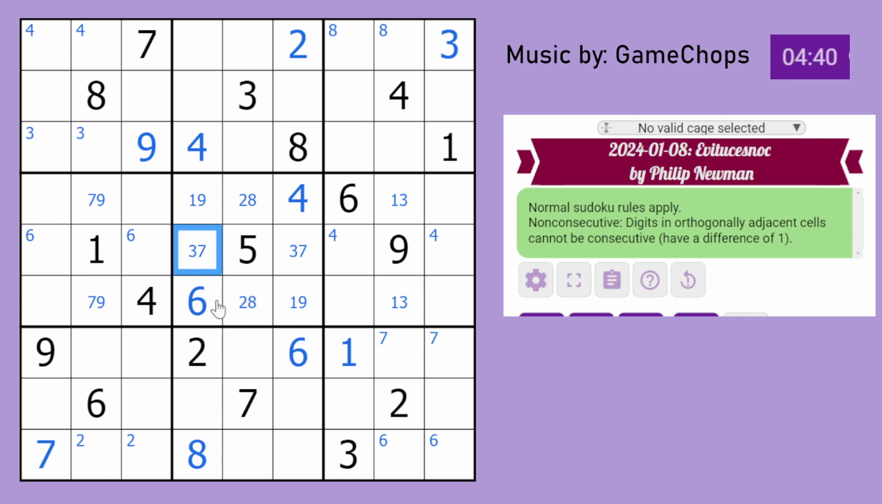Well, this can't be a 7, because that can't be next to 6, so that's a 3. That's a 7. Okay, nothing here yet. I guess you can say 2 and 1 can't be next to each other, but we don't know if this is a 2-9 or 8-1.